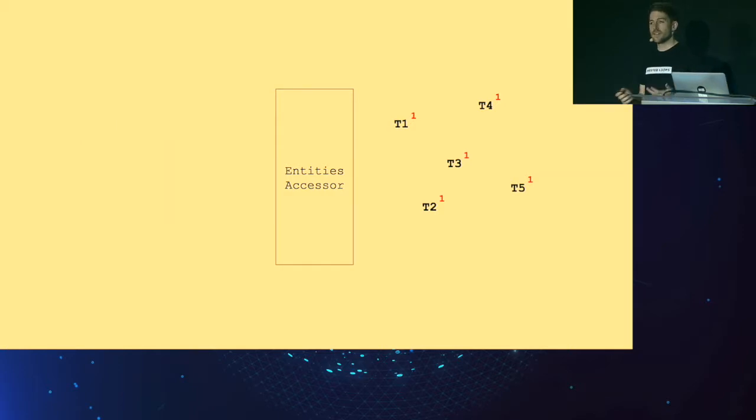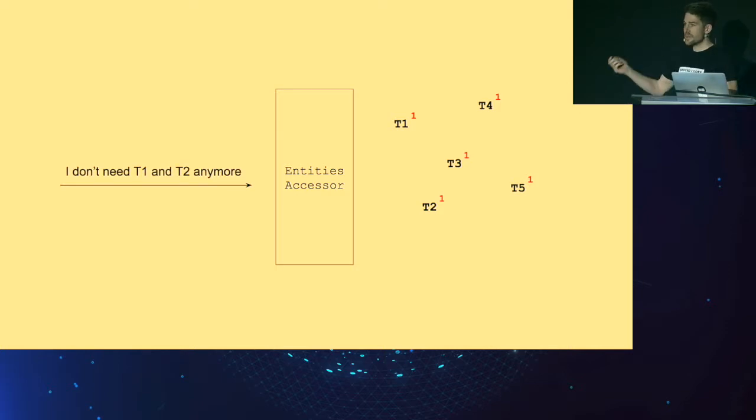When you then don't need this object anymore, it's like, hey, I don't need T1 and T2 anymore. Then it says, okay, this is used once, so I decrease the counter. The counter is now 0. At some point, your program decides, let's garbage collect. What it then does is say, give me all the objects that have 0 references, and then remove them. So all the stuff that we don't need anymore is removed.